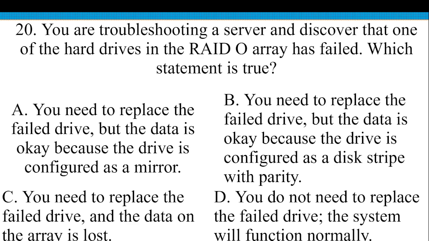Question number 20. You are troubleshooting a server and discover that one of the hard drives in the RAID 0 array has failed. Which statement is true? A. You need to replace the failed drive, but the data is okay because the drive is configured as a mirror. B. You need to replace the failed drive, but the data is okay because the drive is configured as a disk drive with parity. C. You need to replace the failed drive and the data on the array is lost. D. You do not need to replace the failed drive. The system will function normally.